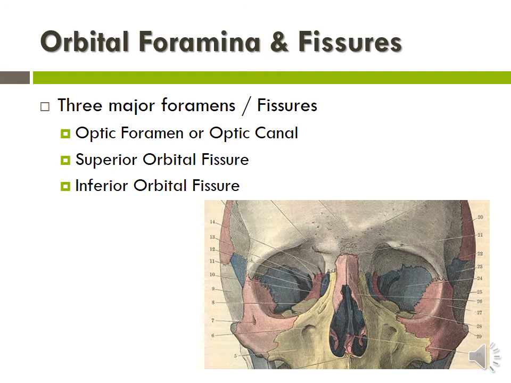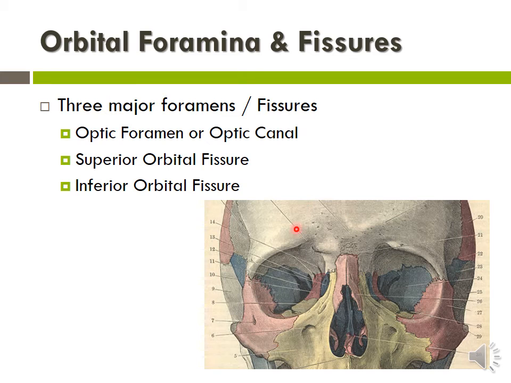Right, so quickly in this slide we'll discuss orbital foramina or fissures. Okay, so what are foramina and fissures? They are nothing but gaps and openings on the orbit. Right, so the orbit has 3 major foramina or fissures.